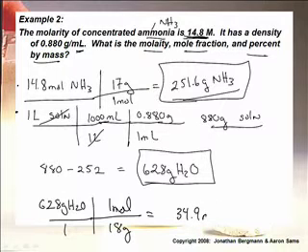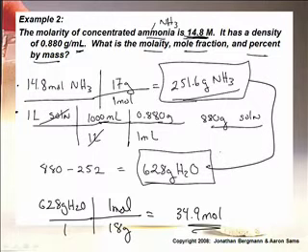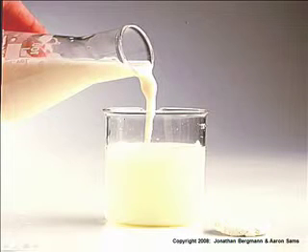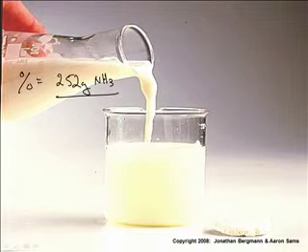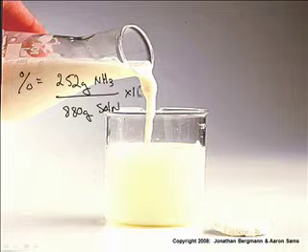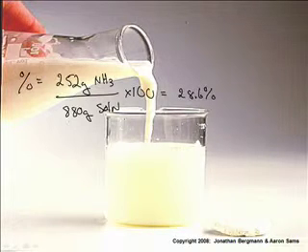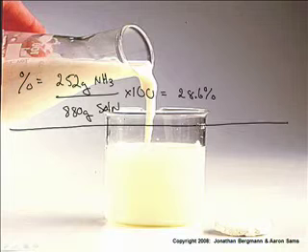Okay, so let's do the percents, because in the percents it's the amount over the total. So the percent will be 252 grams of the ammonia divided by the total, which was 880 grams of solution, times 100, which gives me 28.6%. Percent ammonia. For the percentage of the other one, it would be 100 minus that.